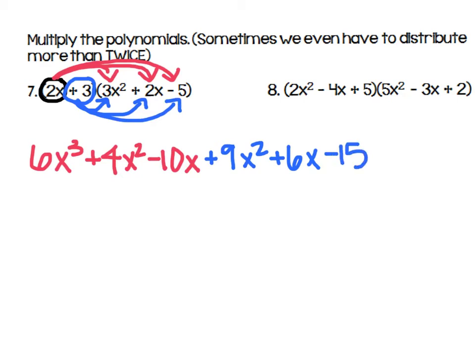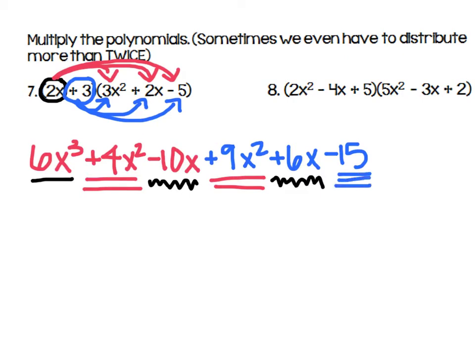Now, let's see if we can combine anything. Can anything combine with the x cubed? Do you have anything else that has x cubed? No. What about the x squares? Any other x squares? Yep, 9x squared. Okay, what about the negative 10x? Does that combine with anything? Yep, with the positive 6x. And finally, does anything combine with the negative 15? No. Notice again how all the terms in the middle can combine, right? And the 2 on the outside don't.